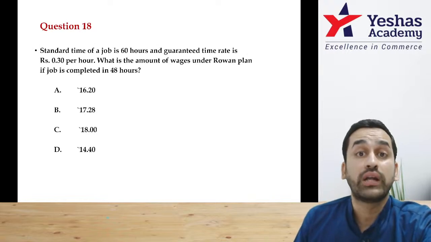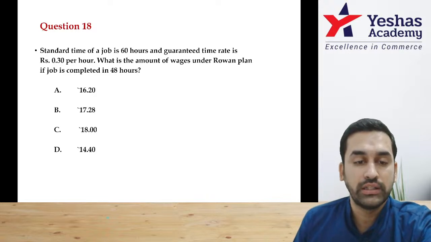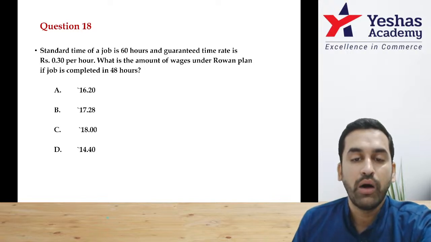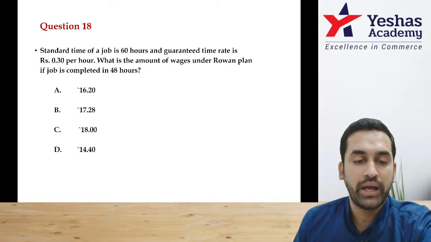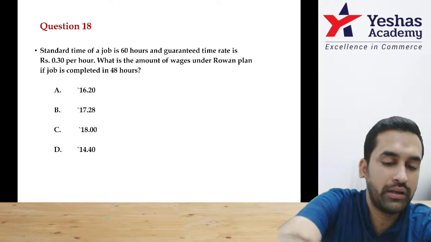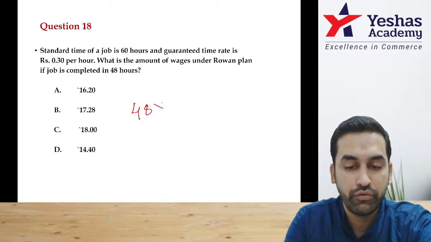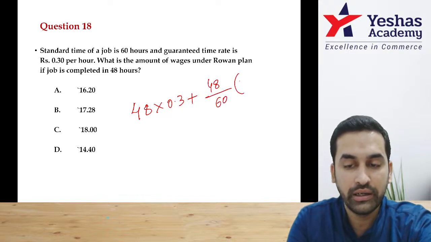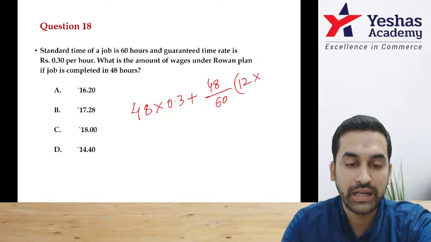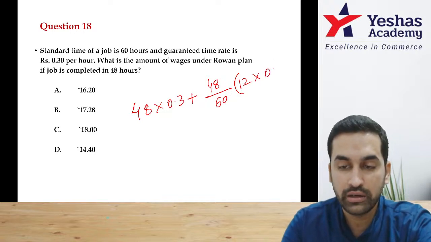Yes, I want you to try this. Standard time for a job is 60 hours. Guaranteed time rate is 0.3 per hour. What is the amount of wage under Rowan plan if the job is completed in 48 hours? I hope you remember the Rowan plan formula: time taken into hourly rate, plus time taken by time allotted into time saved into hourly rate.